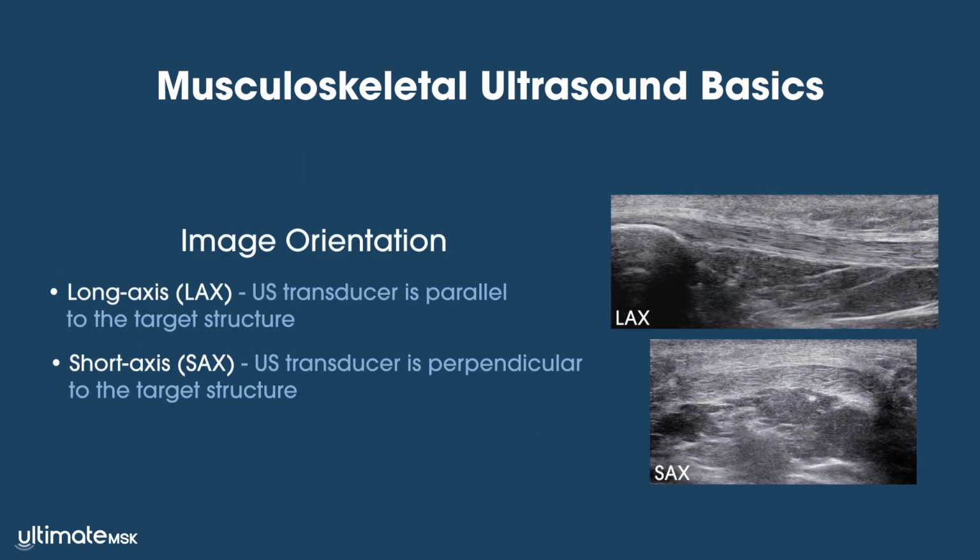In musculoskeletal ultrasound, image orientation is typically described in terms of long axis or short axis views rather than anatomic planes such as sagittal, coronal, and transverse, commonly used in imaging modalities such as MRI or CT. Long axis refers to positioning the ultrasound transducer parallel to the target structure, while short axis indicates that the transducer is oriented perpendicular to it.